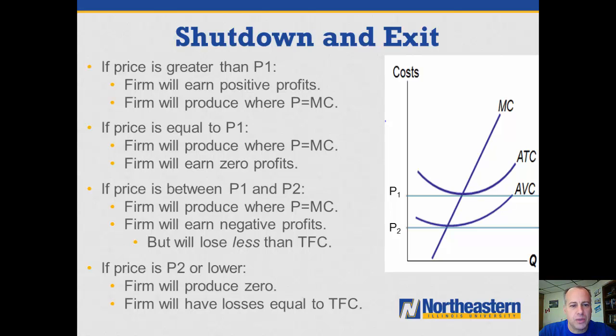Now, if price falls all the way down to P2, this firm will want to shut down. The firm will choose to produce zero in the short run and will shut down and will have losses equal to their total fixed costs. So if price exceeds average variable cost, as it does between P1 and P2, then it should stay in business, even if its profits then are negative.